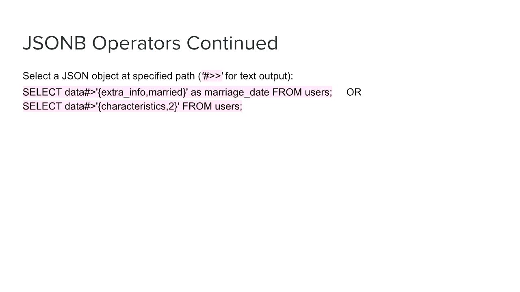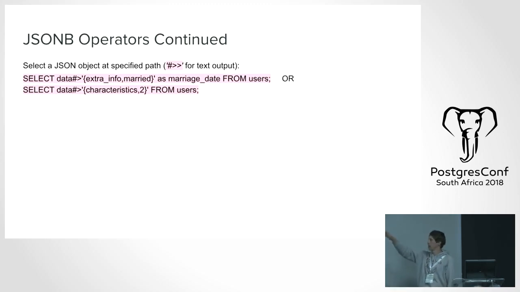Okay, this is some more advanced stuff. So select the JSONB object at a specified path. That operator there with the hash and double arrow is what you will use for that. And let's take that example that you can see there, the first one. Select data, and then you provide it a path. You say, give me the stuff at extra info, married, as marriage date, from users. And again, it won't error. If one of the rows won't have it, or multiple rows in a bigger DB, it will just return nothing. Like there's nothing at that path for that row, and that's great. And the path that you must specify there can also pertain to arrays. So you can say, give me characteristics at number two.